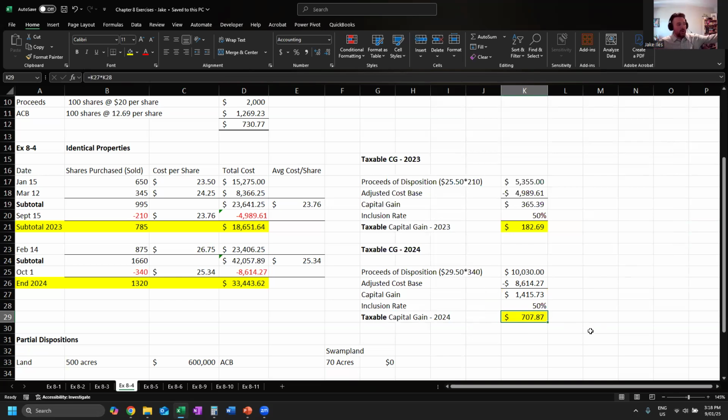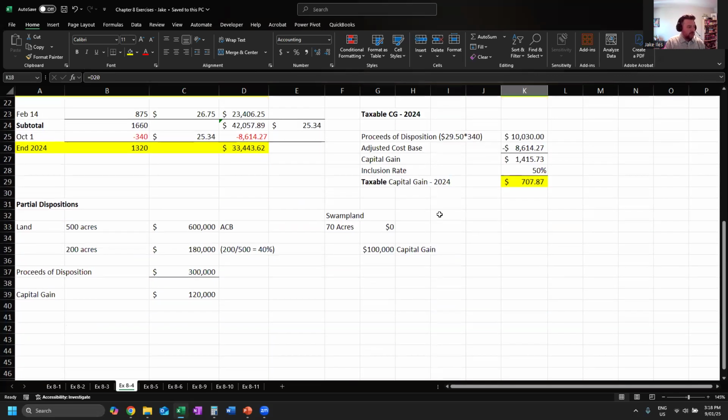So this is what we're doing with identical properties. Every time we make a purchase, we rebalance the weighted average cost per share, per item. And then when we sell the identical properties, we use that average cost to figure out how much our cost reduces by. That reduction is the cost base of that transaction.